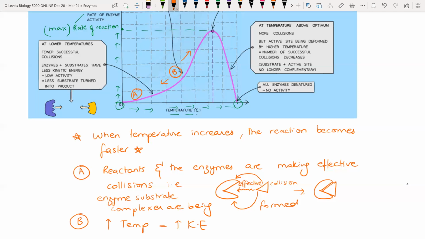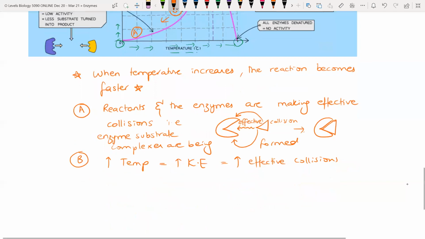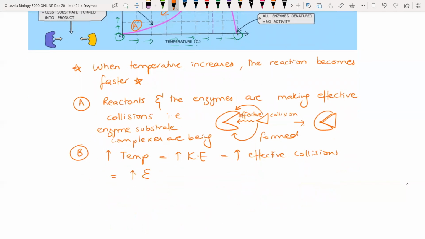So I hope my using abbreviations is comfortable for you to understand later. So the arrow means increase. So increase in temperature causes increase in kinetic energy. Therefore, more effective collisions. Okay. And of course, therefore, more enzyme substrate complexes. Again, I'm just writing the abbreviations. And if there are more enzyme substrate complexes, then the rate of reaction also increases. Okay.